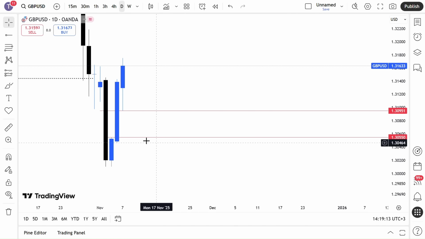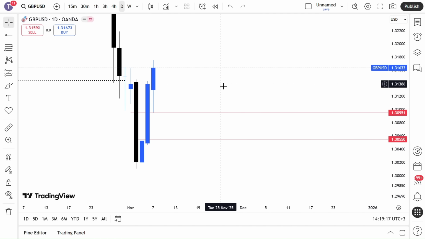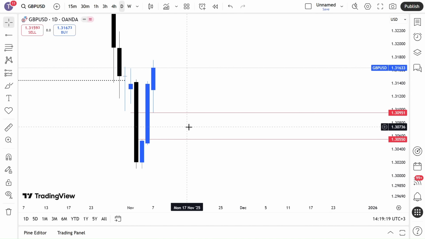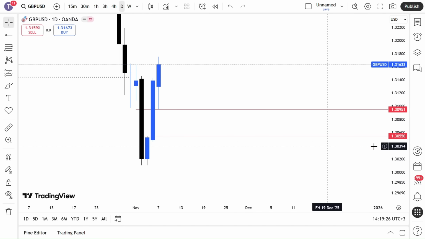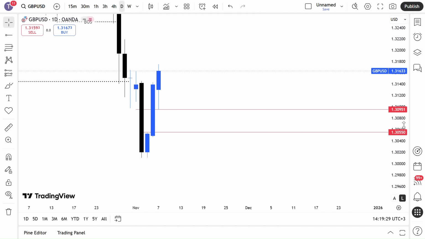So this is the fair value gap. In case price comes into this fair value gap, I will be looking for a buy, but I don't think the price will come back to this point this week, because USD is weakening and the GBP is gaining strength.